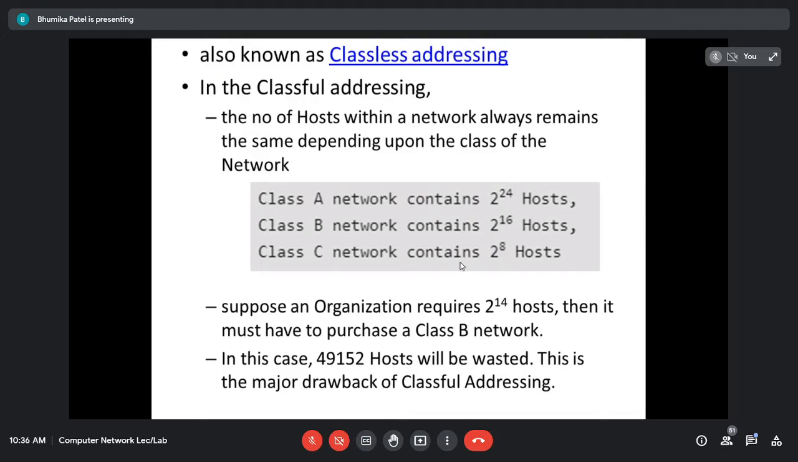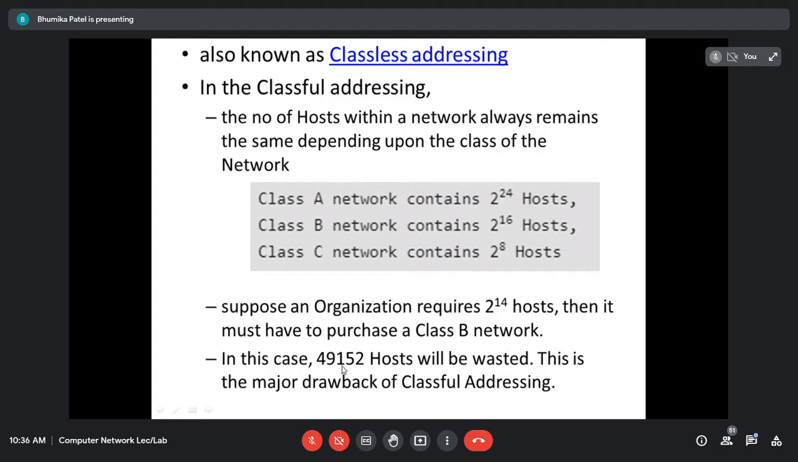Similarly, if my requirement is 300 IP addresses, then also I will go to class C. I will use two networks of class C. That means I am asking for 2 networks of class C, so 256 plus 256 IP addresses will be given to me. Then also some of the IP addresses will be wasted because my requirement is 300. So this is the main drawback of classful addressing. Even though our requirement is very small, we have to purchase more IP addresses.